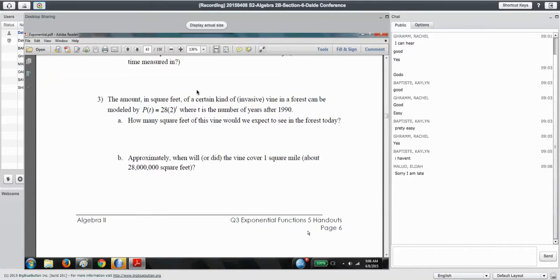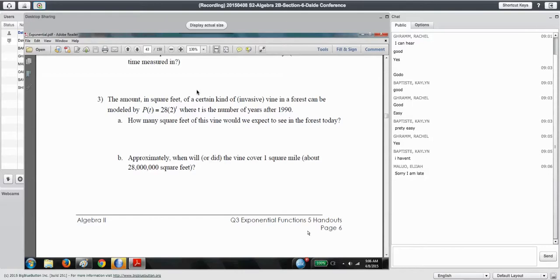All right, the amount of square feet of a certain kind of invasive vine in a forest can be modeled by P of t is equal to 28 times 2 to the t, where t is the number of years after 1990.